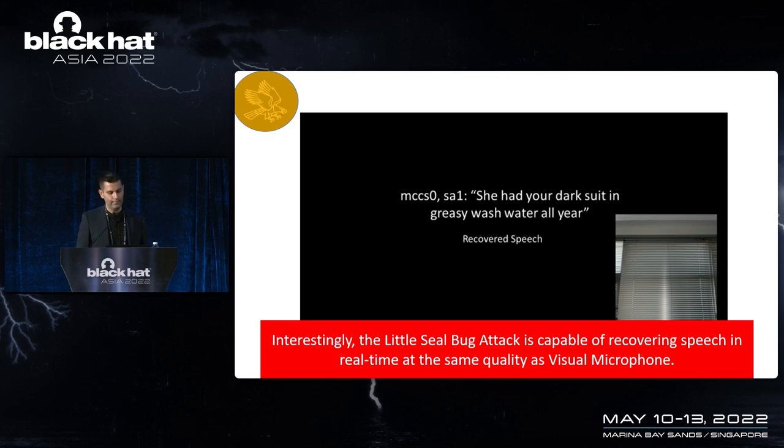Interestingly, the Little Seal Bug attack is capable of recovering speech in real time at the same quality as the visual microphone. It highly depends on the object that is being used to recover speech. But as you can see, the speech recovery is of very high quality, where you can hear it and understand what is being said.